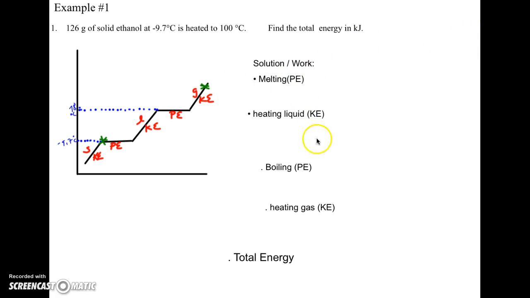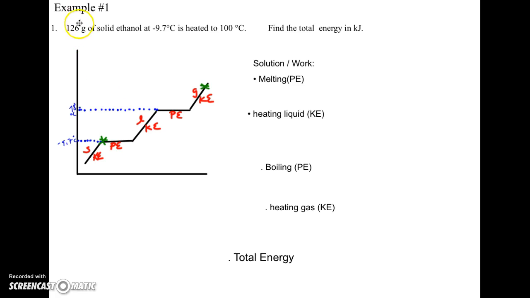So now we're at the point where we could start doing the calculations. The first piece is that we're going to have to calculate from here to here. And you notice that that is a potential energy. Because it's a plateau, we're doing a phase change, and the phase change that we're doing is melting.